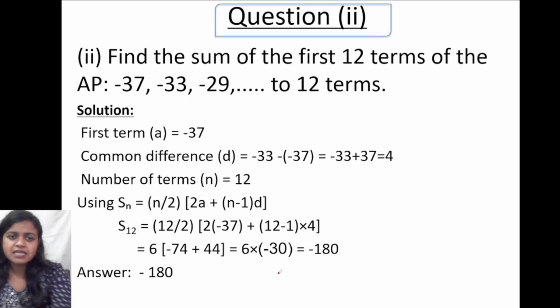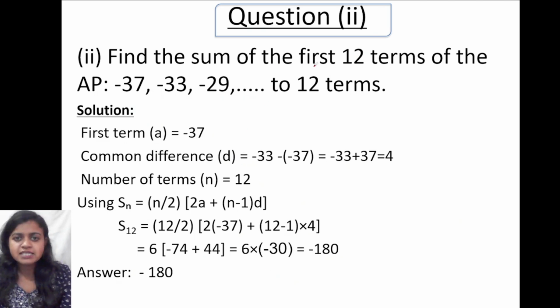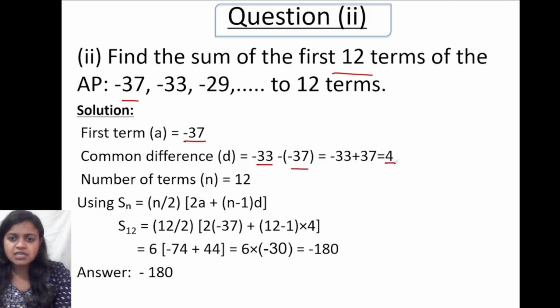Next, question number 2. Find the sum of the first 12 terms of the AP. We have to find S12. The first term is minus 37. The common difference d is second term minus 33 minus first term, that is 4. The number of terms n is 12.